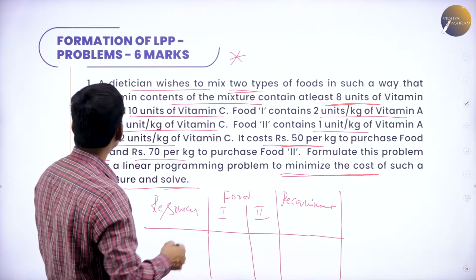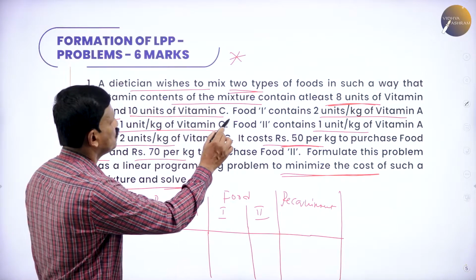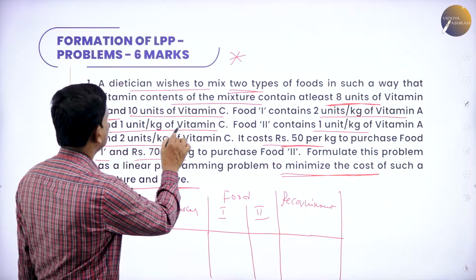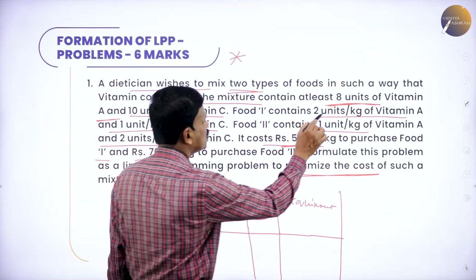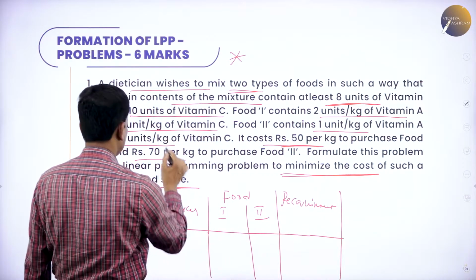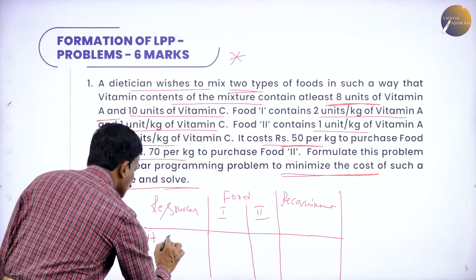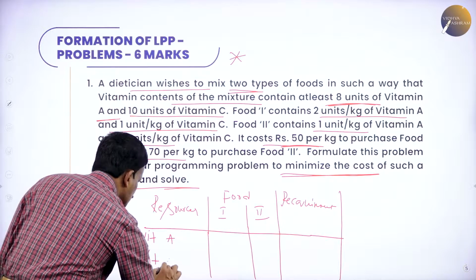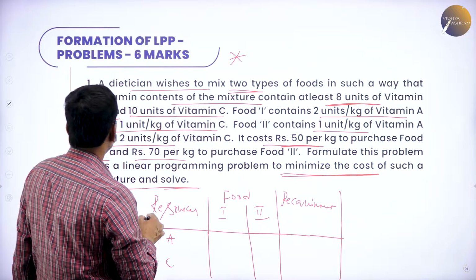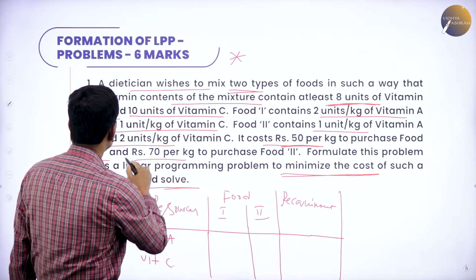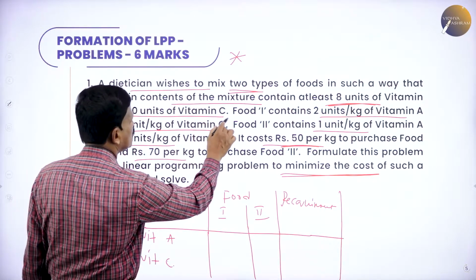Now, a dietitian wishes to mix 2 types of foods in such a way that the vitamin contents of the mixture contains at least 8 units of vitamin A. There are 2 types of vitamins, vitamin A and vitamin C.